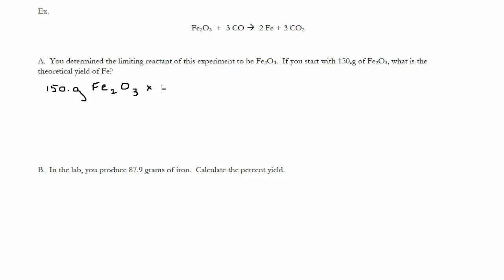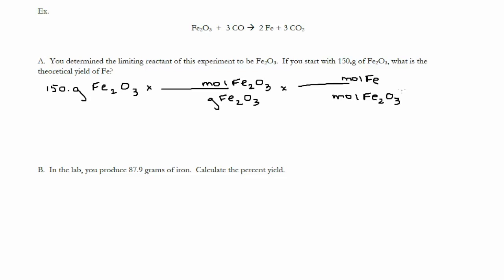So what I'm going to do is I'm going to go from grams of iron 3 oxide, and I'm going to get into moles of iron 3 oxide, so that I can then get into moles of iron, and then finally I can get into grams of iron. Okay? So what I need to do is here I need to plug in the molar mass of iron 3 oxide. So for every 1 mole of iron 3 oxide, there's going to be 159.7 grams, because remember, you take the molar mass of iron, multiply by 2, and add to that the molar mass of oxygen times 3.